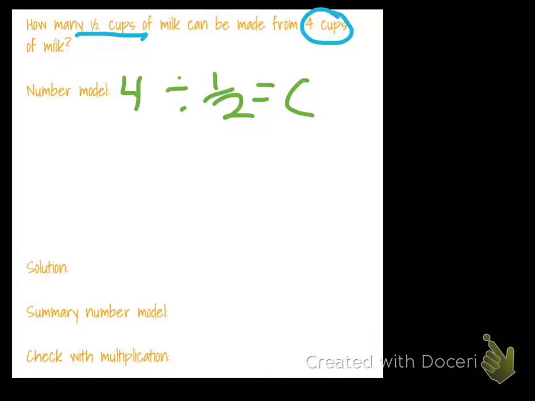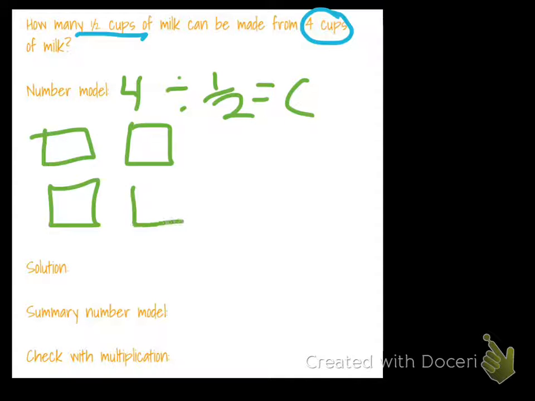Now, one way we can solve this is with a picture. So I'm going to draw my 4 cups of milk. This part's kind of important to understand what's going to happen here. We have our 4 cups of milk. We're dividing them into 1/2 pieces. So what I'm doing is breaking them into 1/2s.